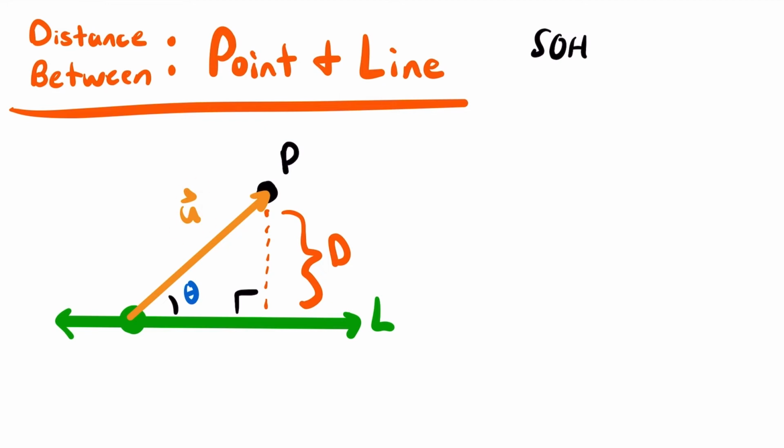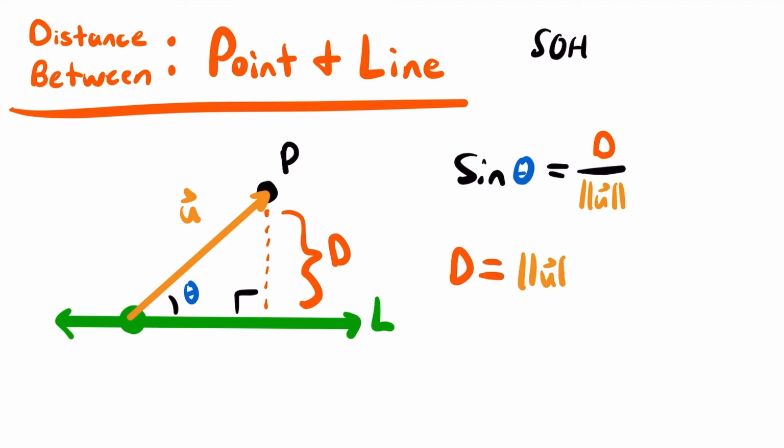Okay, so here's what we can set up here. We now know that sine of the angle theta will be equal to the opposite side divided by the hypotenuse. The opposite side is the distance, and the hypotenuse is the magnitude of vector u. So we have the distance divided by the magnitude of vector u. Okay, and now if we want to know what the distance is, we should solve for d, and we can do that by multiplying both sides by the magnitude of vector u, and doing that will give us that the distance is equal to the magnitude of vector u times sine of theta.